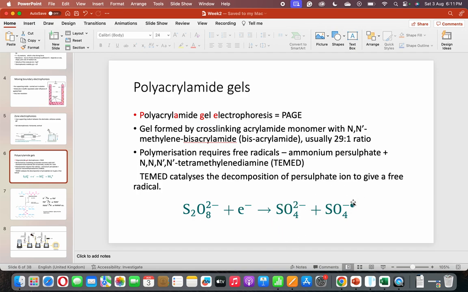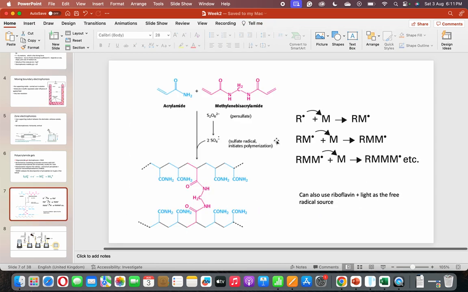This free radical is highly reactive, and basically reacts with a monomeric acrylamide group to form this other species which is equally reactive. This is still a free radical. So again, this can attack a new monomer and form a longer chain. This is required to initiate the formation of the chain, but this chain can keep on growing in length.